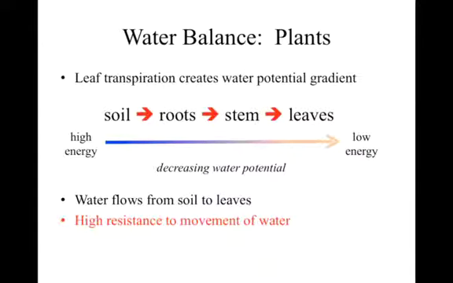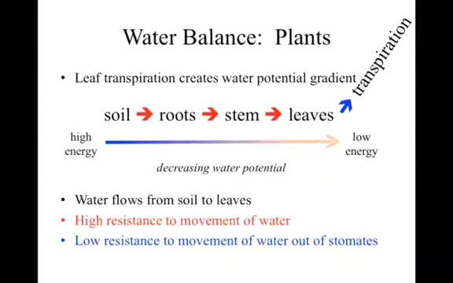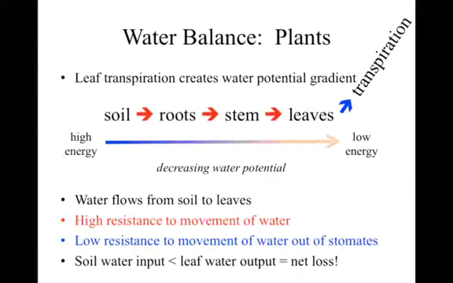And there's quite a high resistance to movement of water through the soil, through the roots, to the stem. And then once it hits the leaves, though, we have a low resistance to the movement of water out of the stomates. And so within the leaves, we're really good at losing it, but it's hard to get it in. And so as a result, you often have less soil water input into the leaf than the leaf is outputting. And so there's a net loss. You're losing, because it's so easy to lose it with transpiration, but there's this resistance all the way along through the plant into the leaf. At least when transpiration is occurring, you tend to have a net loss of water.